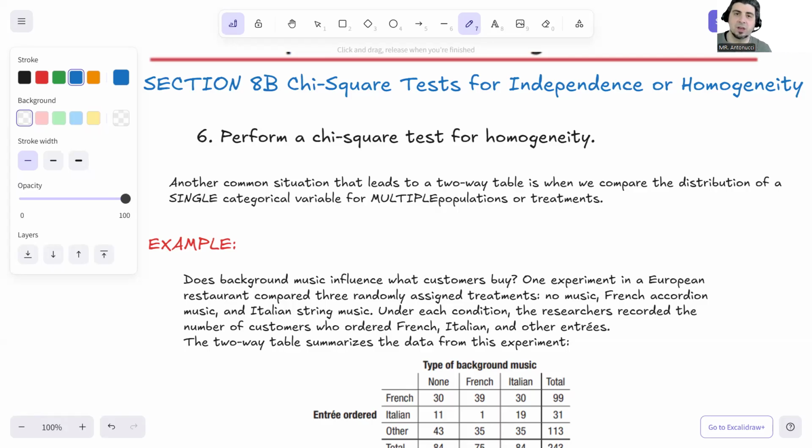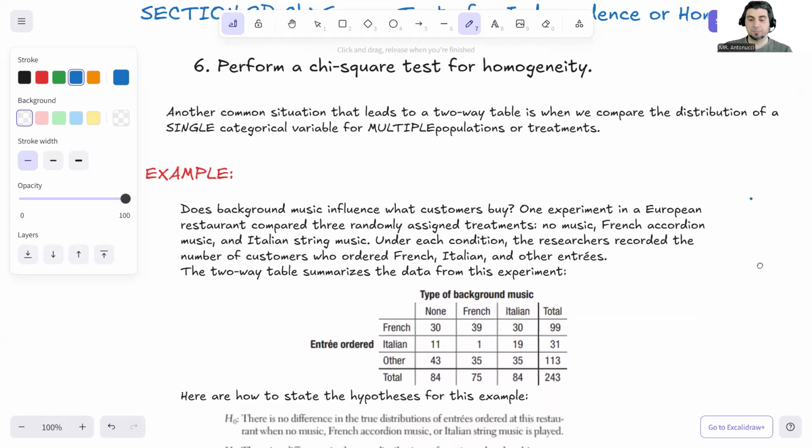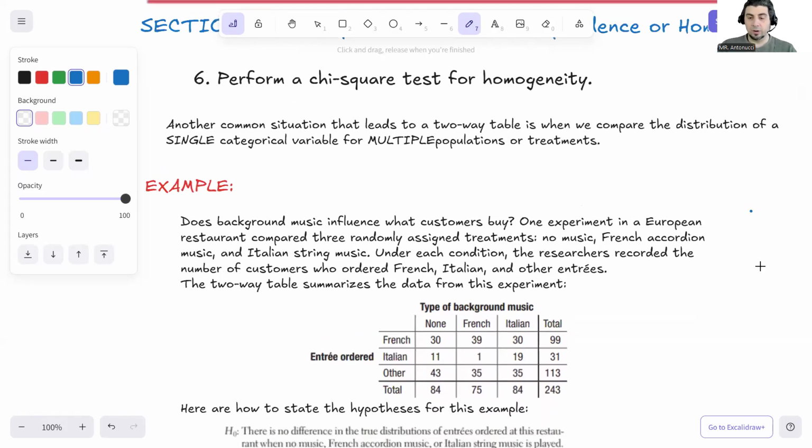Does background music influence what customers buy? One experiment in a European restaurant compared three randomly assigned treatments: no music, French accordion music, Italian string music. Under each condition, the researchers recorded the number of customers who ordered French, Italian, and other entrees. The two-way table summarizes the data from this experiment.